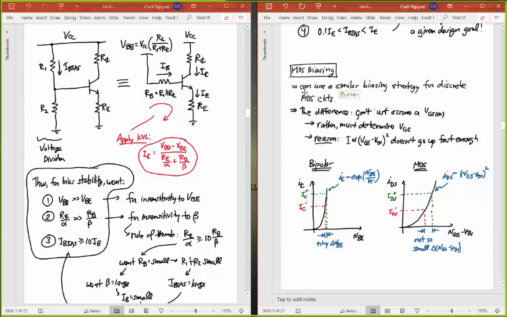Okay, in MOS biasing, we can use a similar biasing strategy for discrete MOS circuits. Similar to what I'm showing on the left here for a bipolar transistor, I just replaced the bipolar transistor with an MOS transistor. The difference, though, is that you can't just assume that you have a constant VGS. Looks like some of my stuff didn't copy right. You can't just assume that that equals a constant. So that makes things more difficult because that means you have to determine VGS every time.